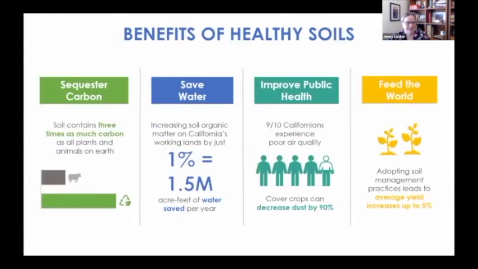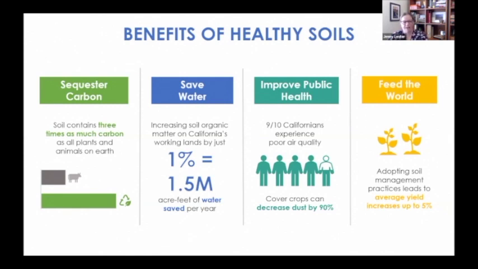We've talked ad nauseum about the benefits of healthy soils, and you know them well. But one thing that we have found very compelling in California is the nexus of soil health and water supply and water quality. California is an arid state. We're always discussing water when we are discussing agriculture in the state. They go hand in hand.